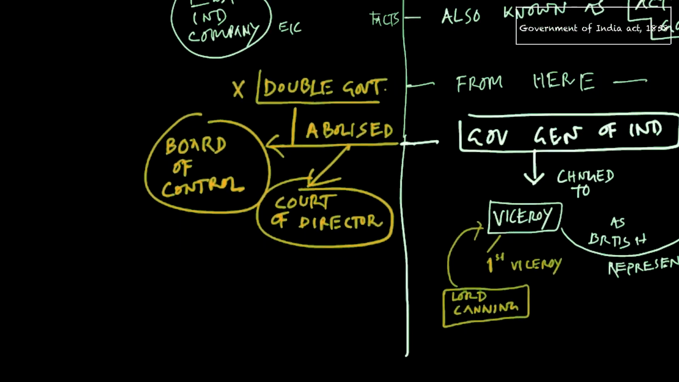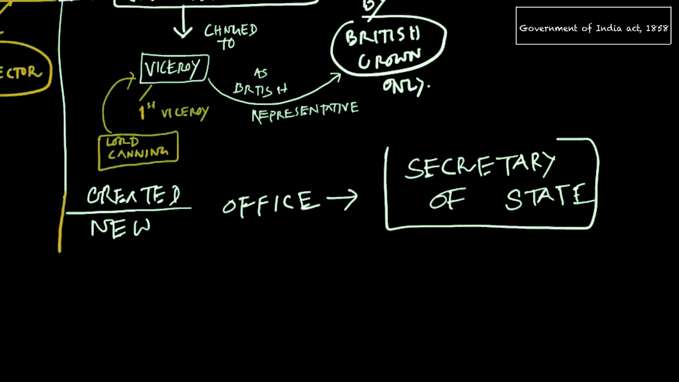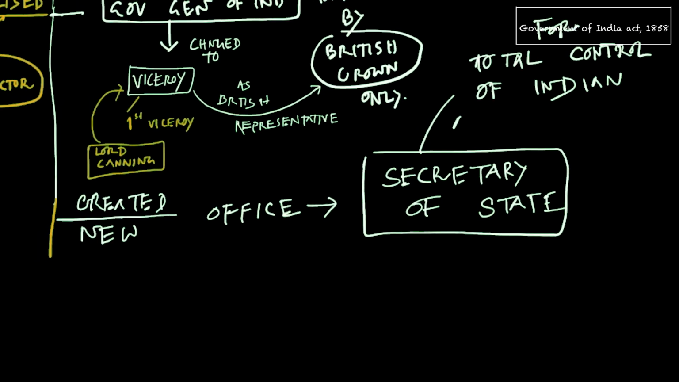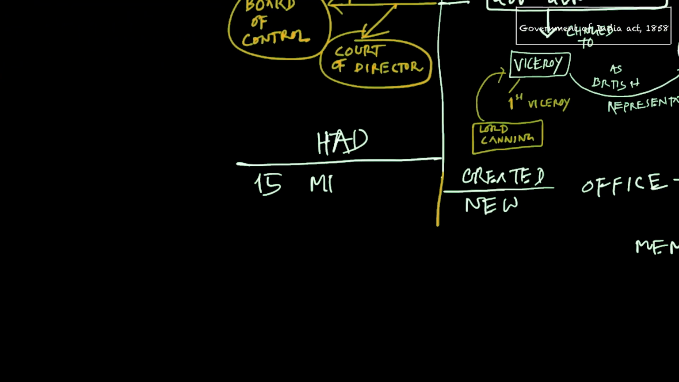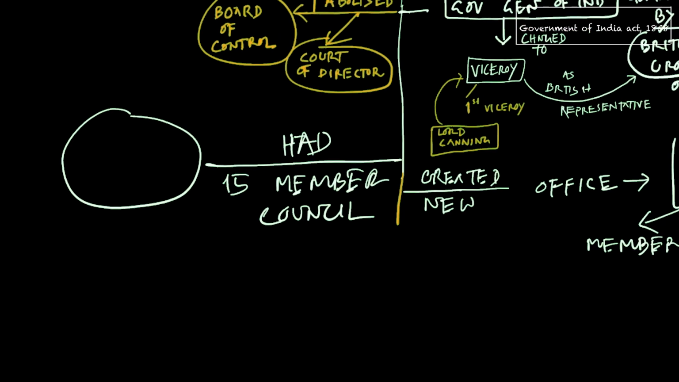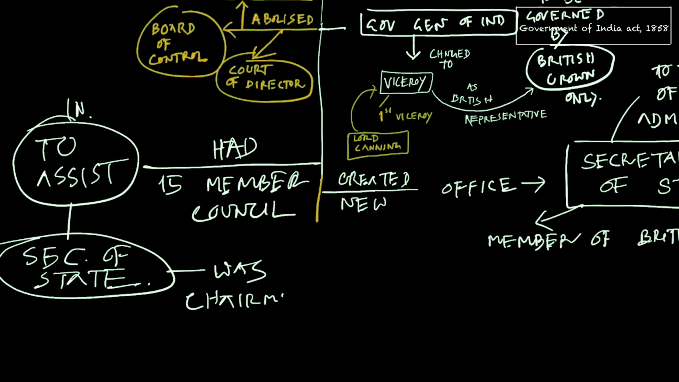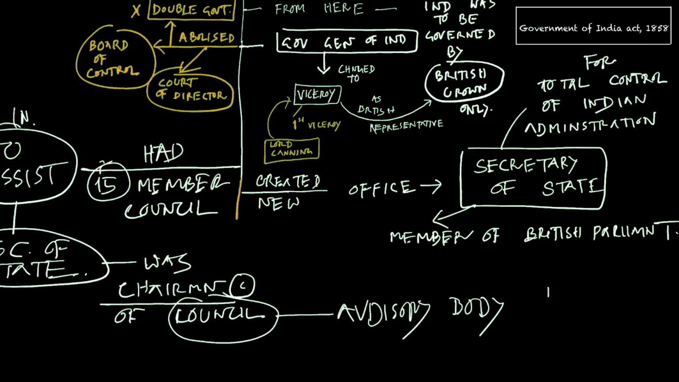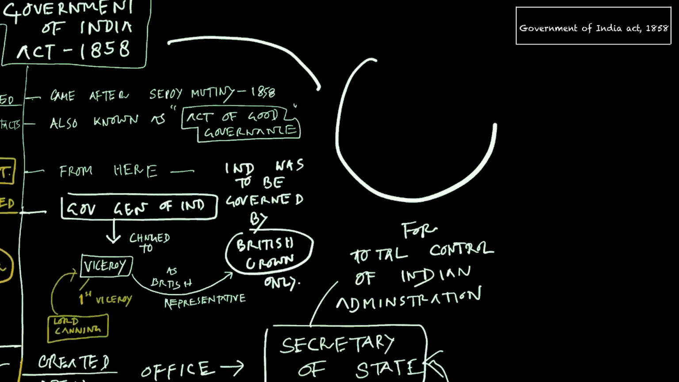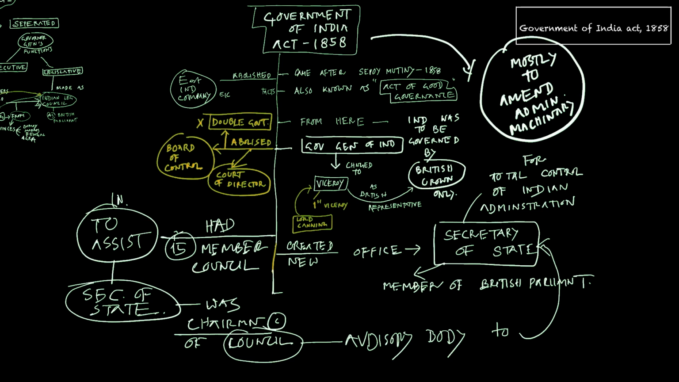It created a new office of Secretary of State for India, vested with complete authority and control over Indian administration. The Secretary of State was a member of the British Cabinet. The Act also established a 15-member Council of India to assist the Secretary of State for India. The Council was an advisory body and the Secretary of State was the Chairman of the Council. It constituted the Secretary of State in Council as a body corporate, capable of suing or being sued in India and in England. The Act was largely confined to the improvement of British administrative machinery in India, by which the Government of India was to be supervised and controlled in England.